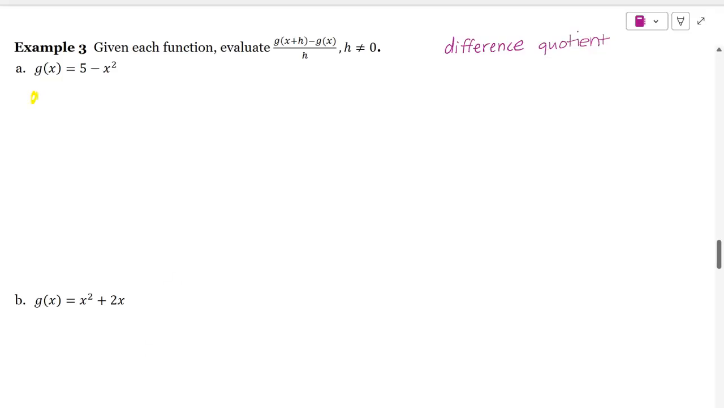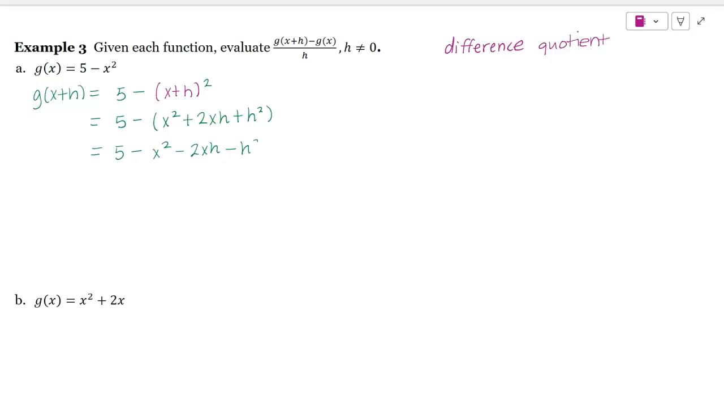Let's start by finding g of x plus h. Wherever I see x in my original function, I'm going to exchange that with x plus h. So I'll have 5 minus, I'm going to put x plus h in the space here and then square that. So inside the parentheses, I'm going to have x squared plus 2 times x times h plus h squared. All right. Next, I'll distribute that negative sign. So we'll have 5 minus x squared minus 2xh minus h squared.